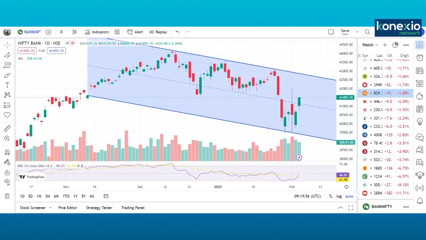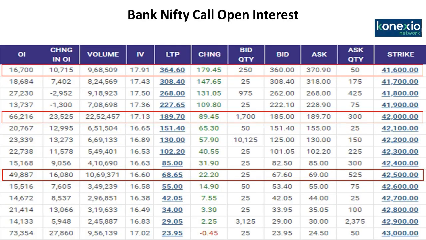Now, friends, let us discuss the derivative data of Bank Nifty. I will try to analyze what could be the area which would be acting as a major support on the downside and major resistance on the upside. Now, this is the Bank Nifty call option data.